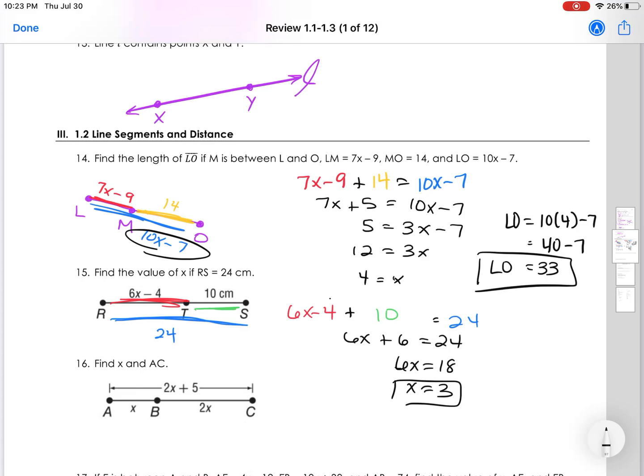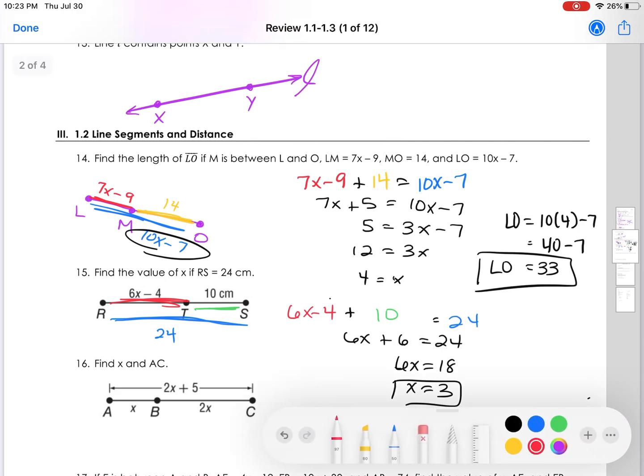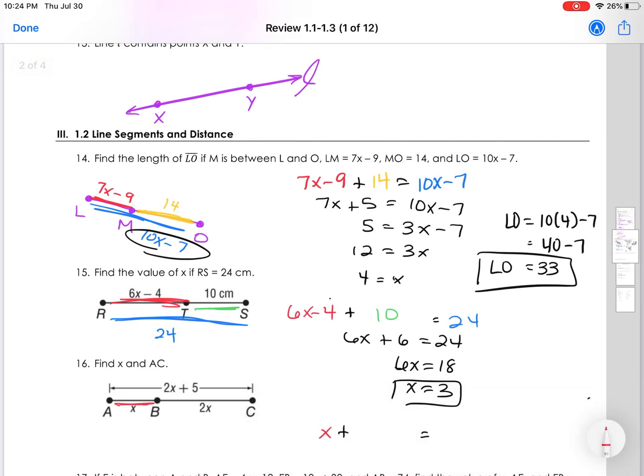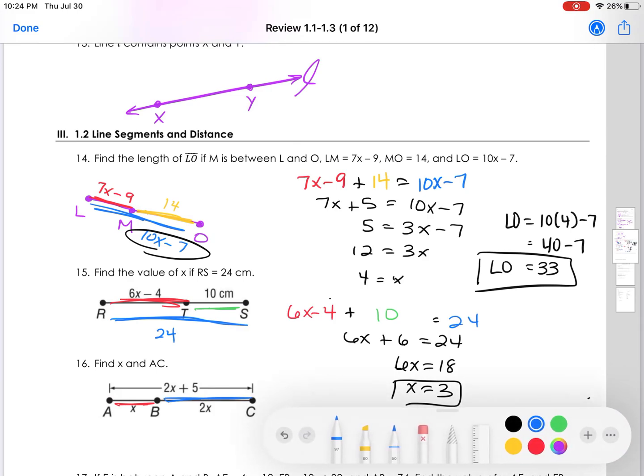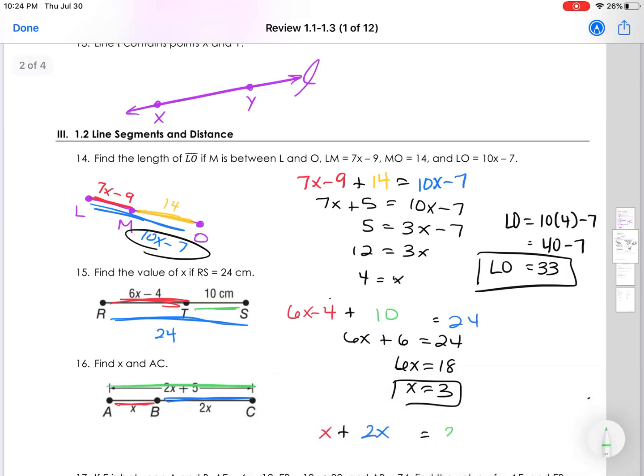Okay. In number 16, we want to find both x and the measure of AC. So in order to find x, we're using kind of the same concept here. So we're going to add the smaller segments together, and they'll equal the larger segment. So we have the red segment, which is x, plus the blue segment, which is going to be 2x, is going to be equal to the entire segment, which is 2x plus 5. Okay, so that's going to give us 3x equals 2x plus 5. And when we subtract, x is equal to 5.